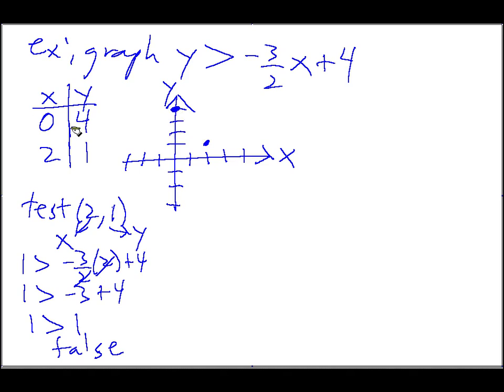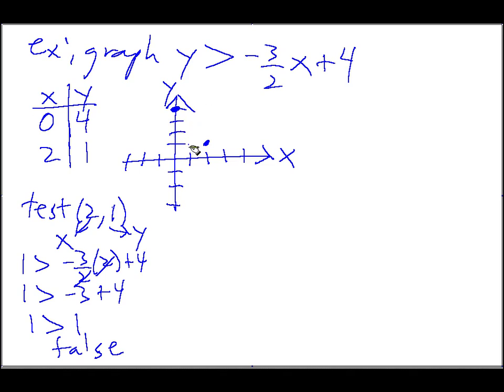So therefore, any point that's on the line, such as (0, 4) for example, is also not going to satisfy this inequality. So all points on the line, so again, if there's no equal sign, that means what? All points on the line will not satisfy this inequality.